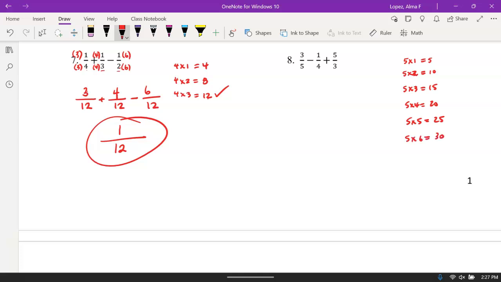And I'm looking at it. Wait a minute. 3 divides into 30, but 4 doesn't. Do you see what I mean? And you just kind of look at them until you find the one that works.